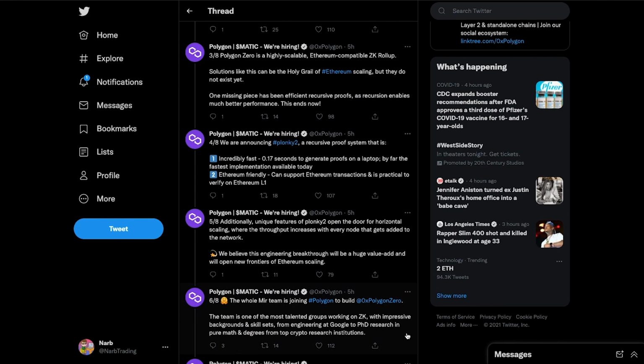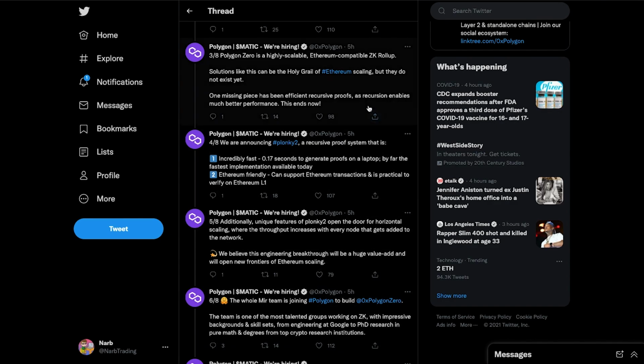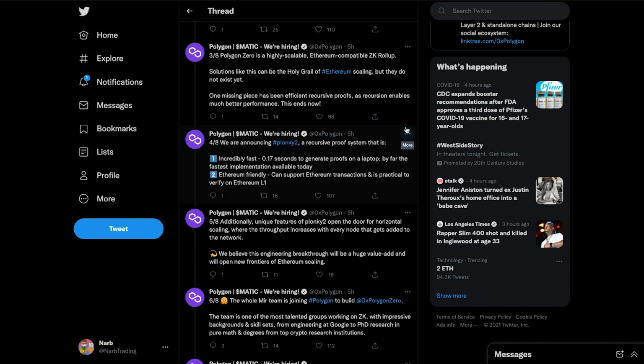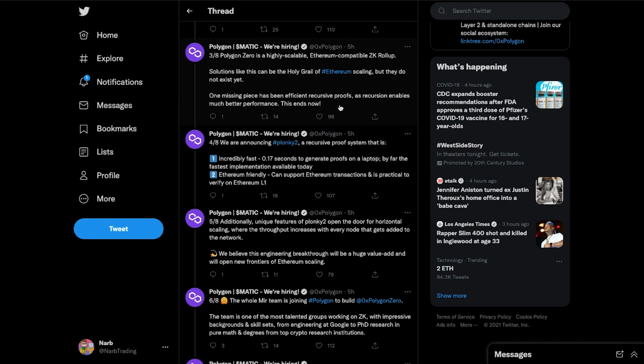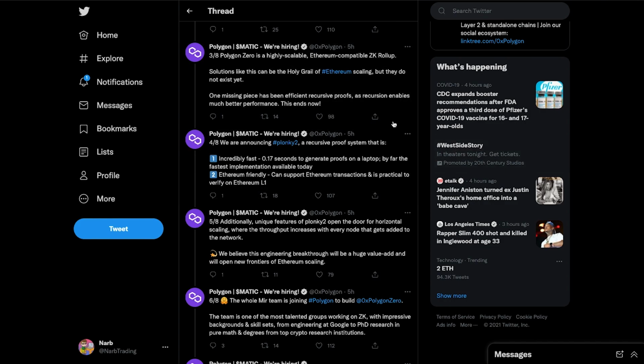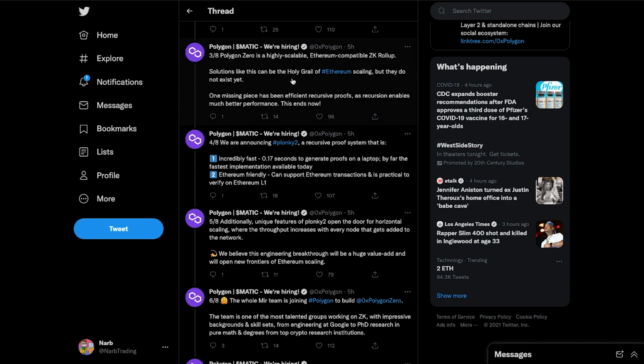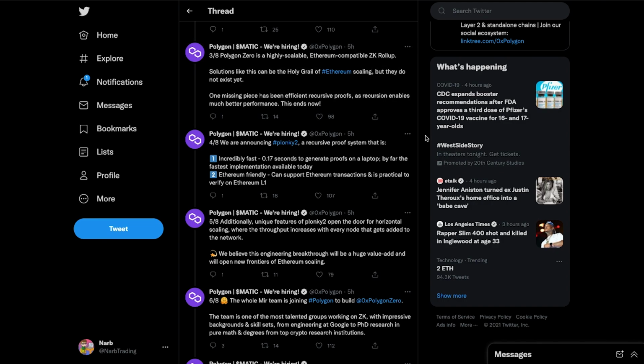So we've talked many times on how ZK rollups do seem to be sort of the end goal of Ethereum scaling along with sharding in the future, but as of now the technology just isn't quite where we want it to be yet. You have to understand that this is still relatively new, but as they say here, one missing piece has been efficient recursive proofs, as recursion enables much better performance. This ends now. So acquiring Mir Protocol and adding Polygon Zero to the never-ending list of scaling solutions could lead to being the holy grail of scaling solutions for Ethereum.